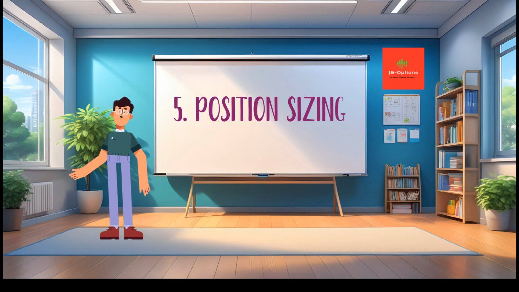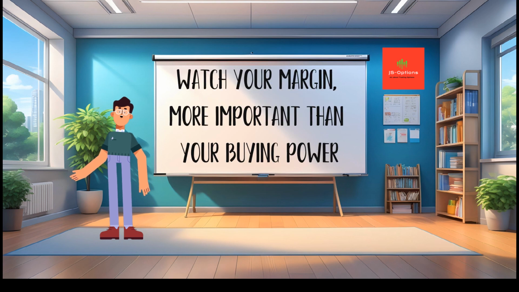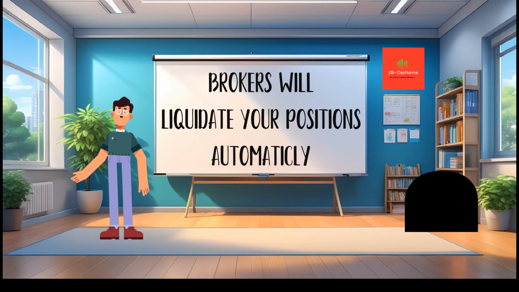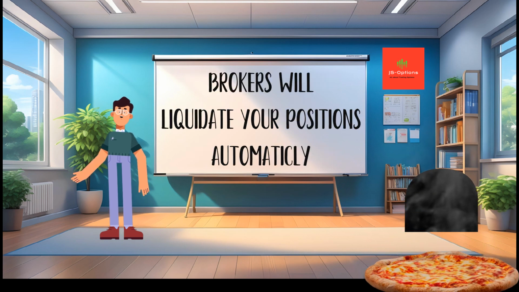Number 5, position sizing. Depending on what you are trading, you can use the buying power you got from your broker. But when trading options or futures, it is better to calculate the margin and forget the buying power. So try to be flexible in the trades and do not use all the margin you have. If you are out of margin, a lot of brokers will liquidate your positions. Therefore, you need to watch the sizing of your position.